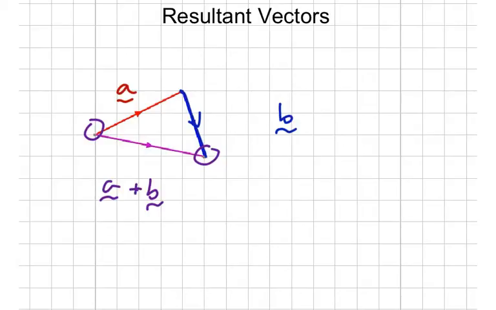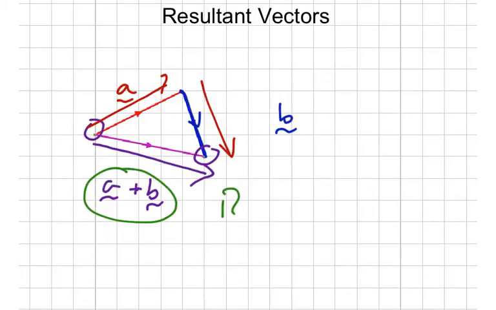We do one vector followed by the other vector. So A plus B, we go along A first, we go up A, then we go down B. The shortcut way of doing that is A plus B, which is just going straight from the beginning to the very end. This A plus B is called the resultant vector of A and B.